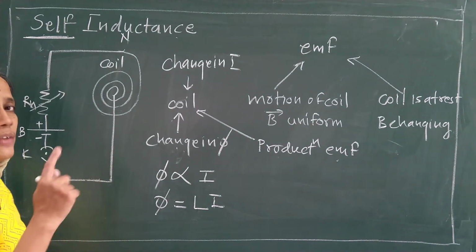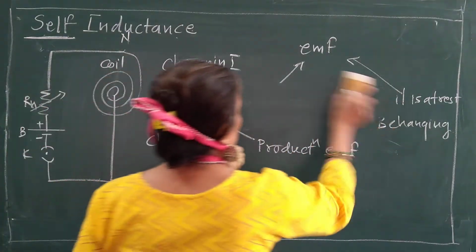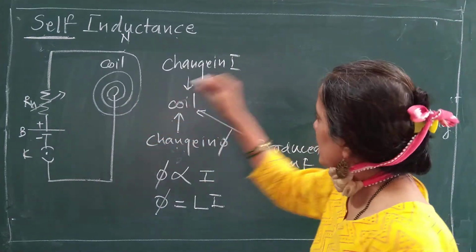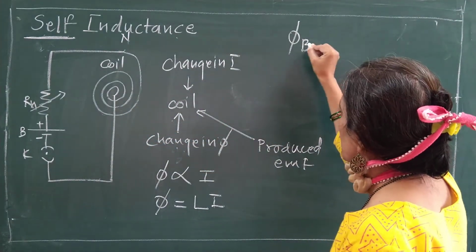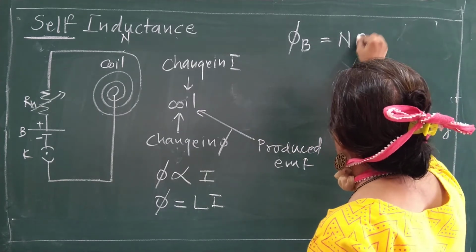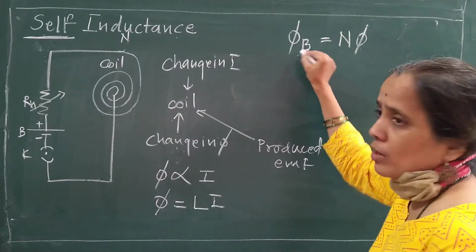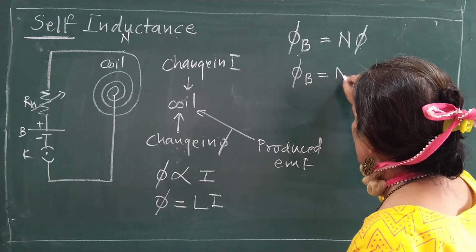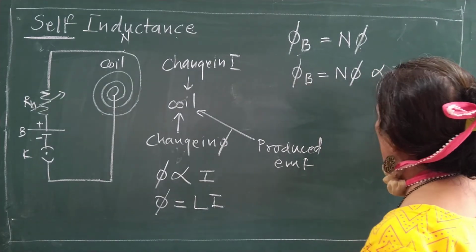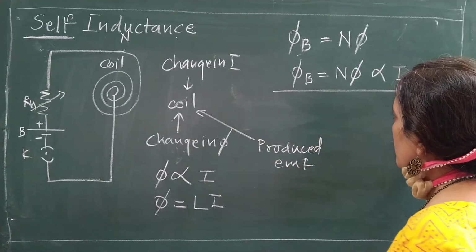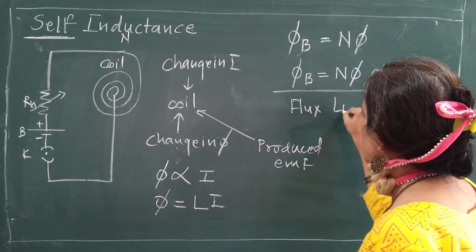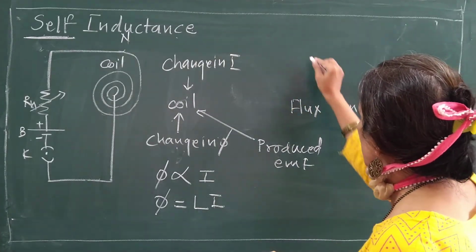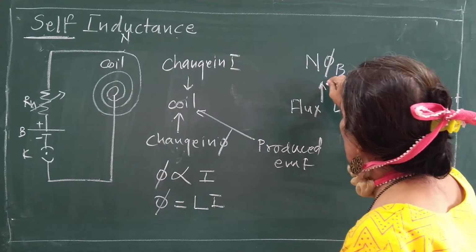This is for the coil when only one turn is present. But now in this diagram, I have shown N number of turns. So if there are N number of turns, I can say that the magnetic flux produced, phi B, can be written as number of turns into phi. So this is nothing but your total flux. This total flux phi B, which is N phi, is directly proportional to phi. This is a physical quantity called flux linkage. I can express this flux linkage as N into phi B.